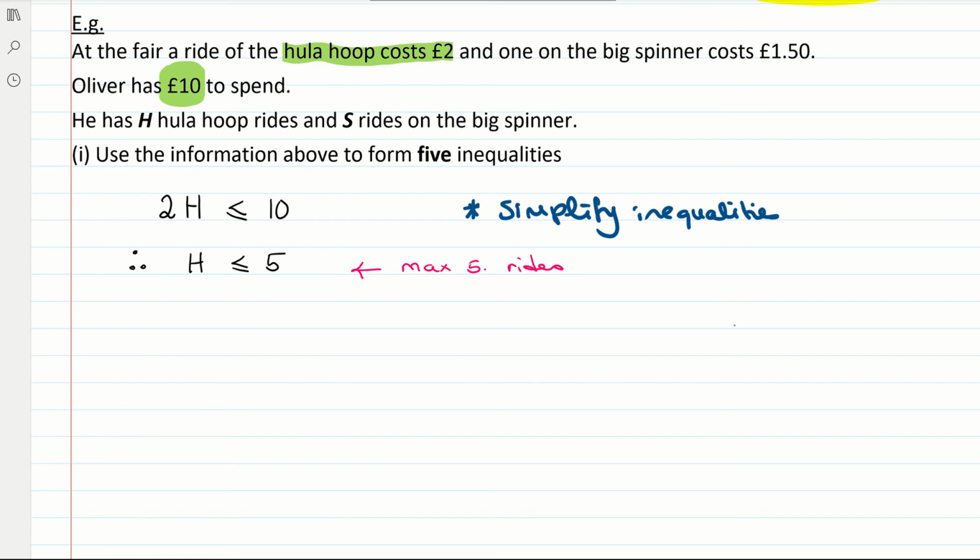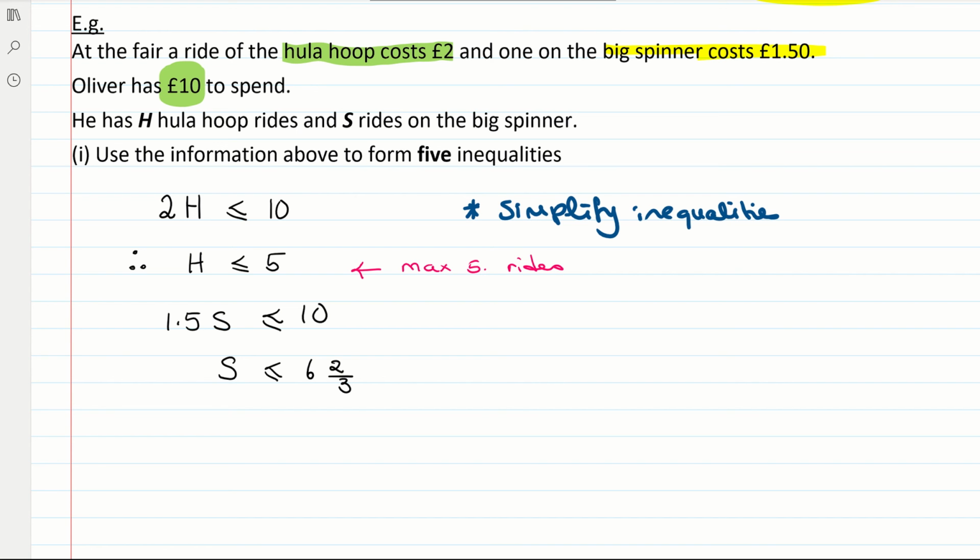The other bit of information, of course, is the cost of the big spinner, which is the S. So £1.50 on the big spinner is less than or equal to 10. £10 has to make do for that. So if I divide both sides by £1.50, I get less than or equal to 6 2/3.